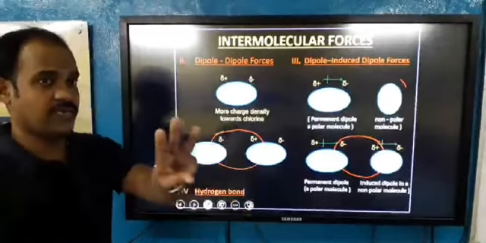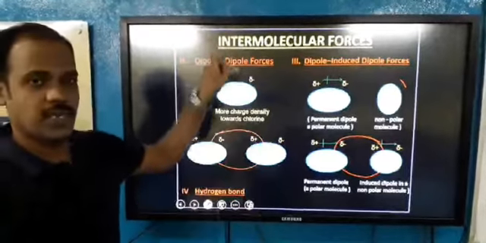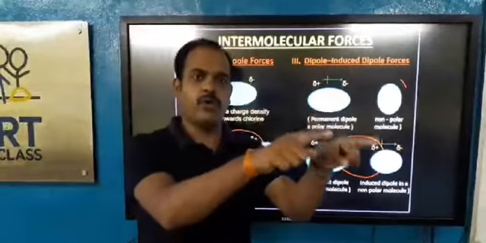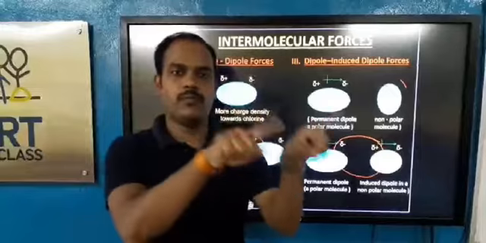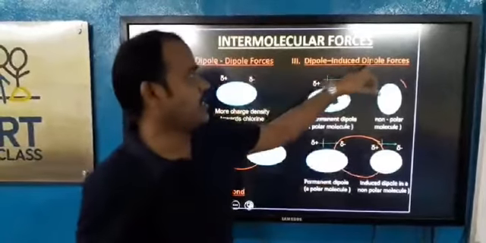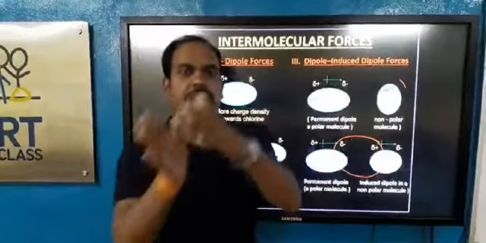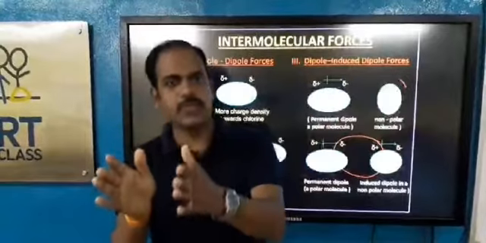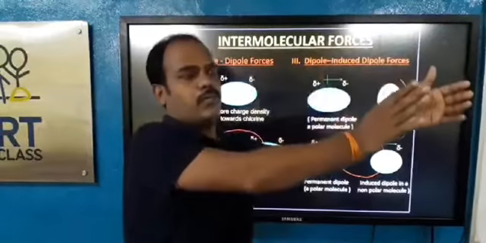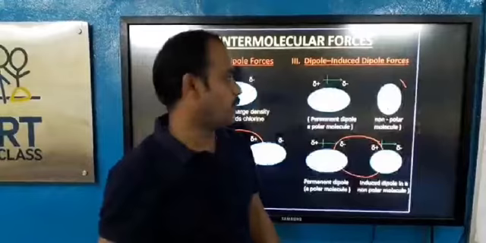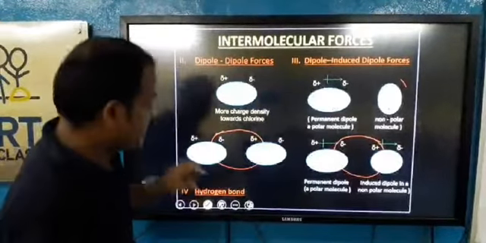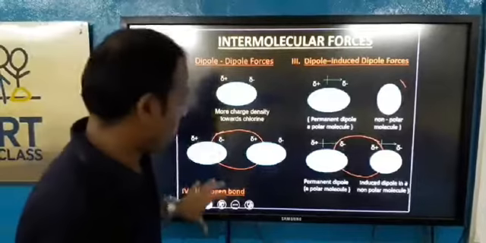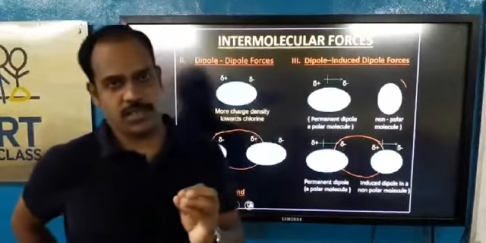So now see, we have three types of forces. Dispersion force between non-polar molecules, dipole-dipole force between polar molecules, and dipole-induced dipole between polar and non-polar molecules. Because of the polar molecule, the polarity develops on the non-polar molecule. The next type of force is hydrogen bond. This hydrogen bond is formed between the molecules.